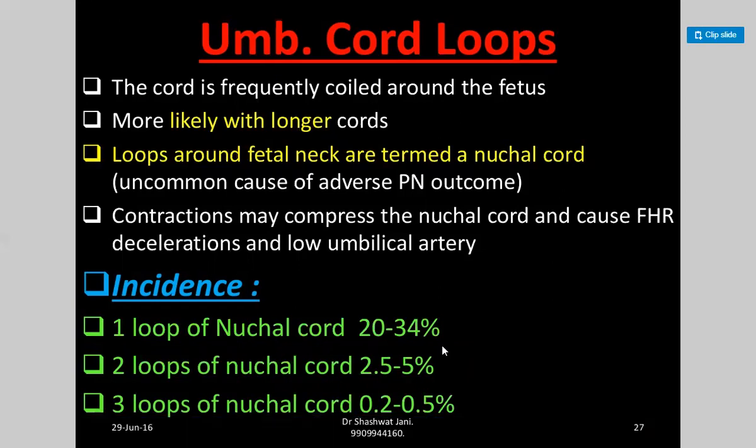And how much is the incidence? It depends. The loops can be one, two, or three. If there is one loop, it is a single loop of nuchal cord. If there are two rounds around the neck, it is two loops of nuchal cord. And if there are three, it is three loops of nuchal cord. And what is the incidence? Out of 100 cases of loops, 20 to 34% are a single loop, then the remaining 2.5 to 5% are two loops, and about 0.2 to 0.5% are three loops.